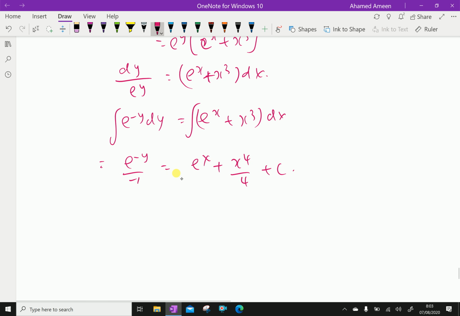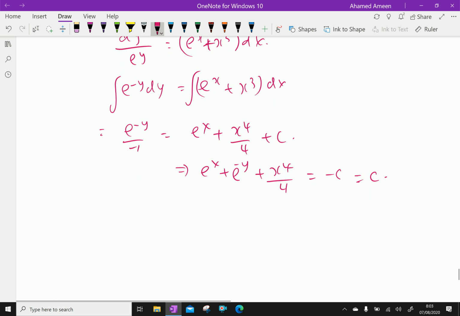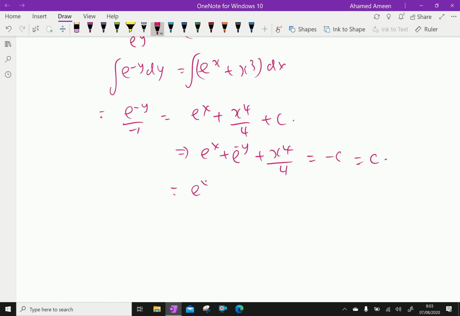Then here, collecting one side e power x, this minus e power minus y goes to that side as plus e power minus y, plus x power 4 by 4 equal minus c. Since it's a constant, you can write it as plus c. Therefore, we have e power x plus e power minus y plus x power 4 by 4 equal c is the solution.